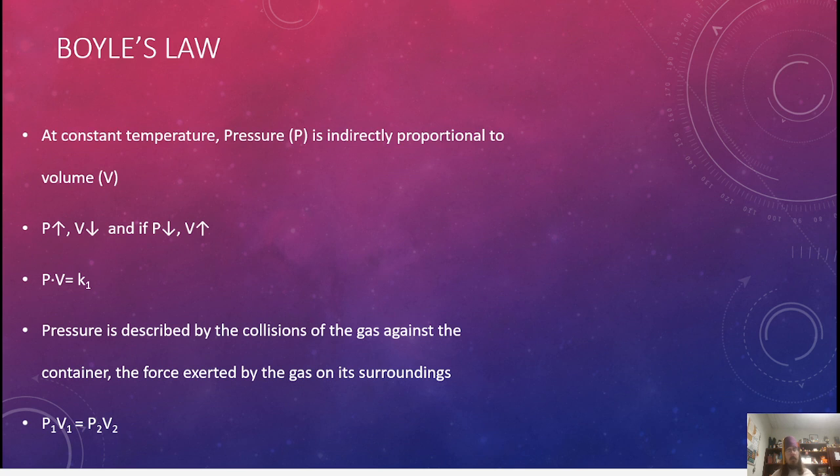And in fact, we can write a mathematical relationship that P times V equals a constant. And because this is equal to a constant, we can write an equation that says P1 V1 equals P2 V2. Basically, that the pressure and volume of a gas is proportional to the pressure and volume of a gas under different situations, assuming the same gas.